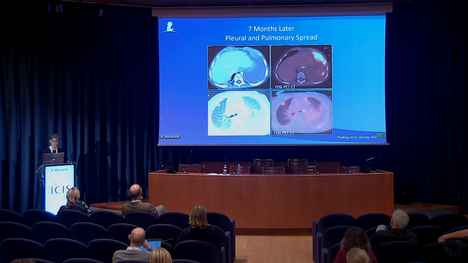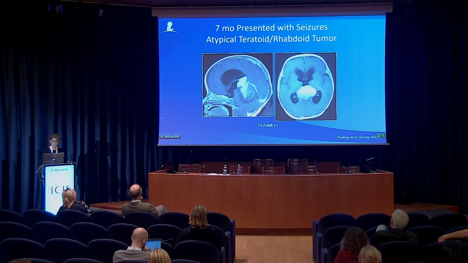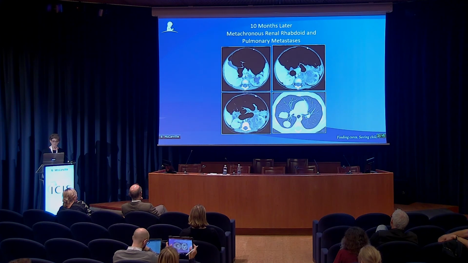This patient developed pleural and pulmonary disease just 7 months after his diagnosis. This was another patient, a 7-month-old, again a very young patient, presented with seizures and had this atypical teratoid rhabdoid tumor in the posterior fossa. 10 months later, developed metachronous left renal tumor and pulmonary metastatic disease.